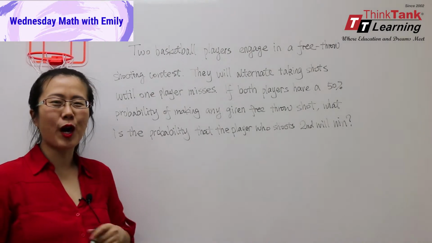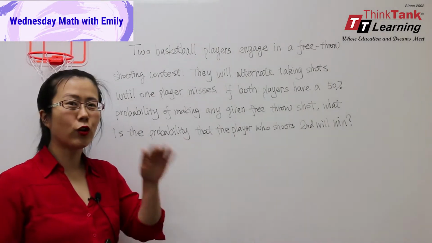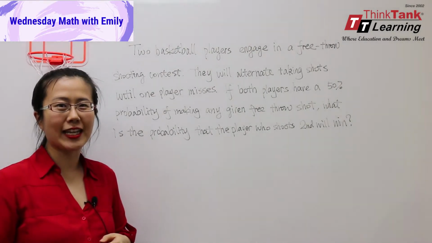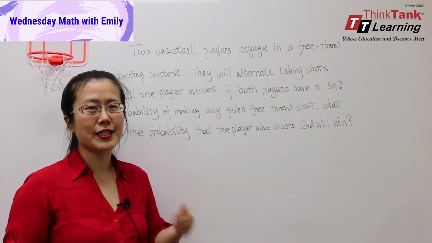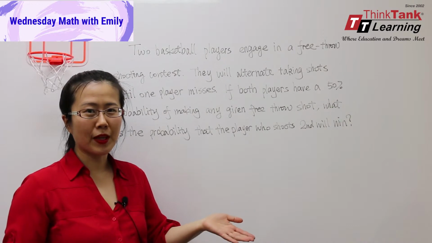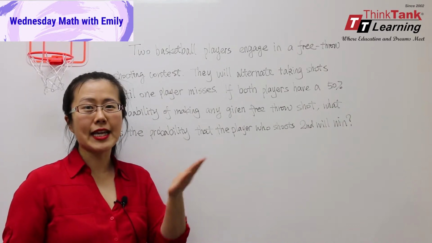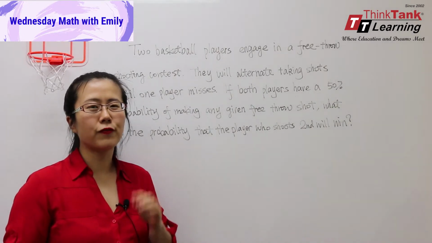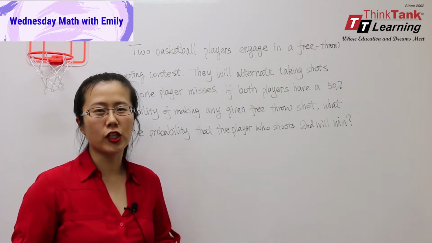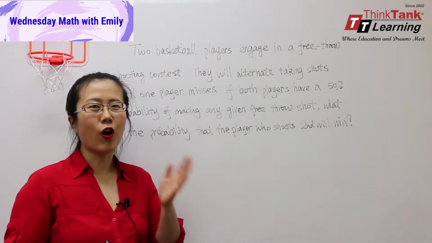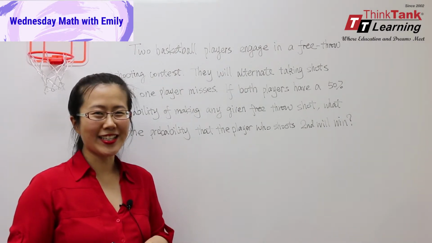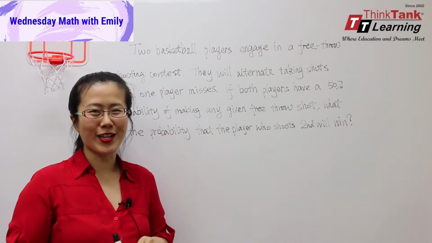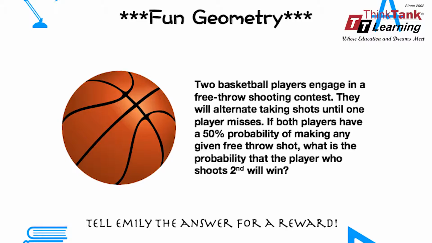In order to solve this problem, we have to understand that the order of shooting matters in this case. For example, if in the first round both of the shooters successfully make their shots, then the game continues. But in the second round, if the first shooter fails, then the second shooter wins automatically. So the order favors the second shooter. Now that you have enough hints, you can try to solve this problem by yourself. We will come back later.